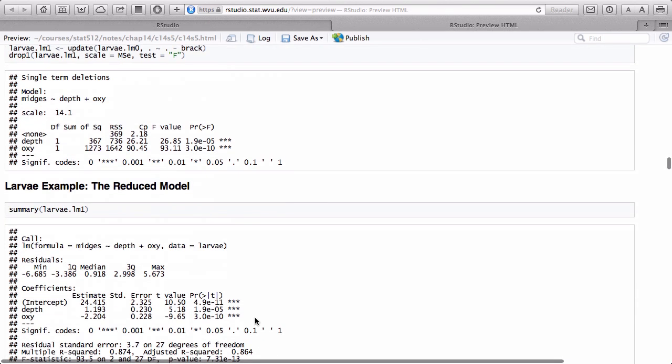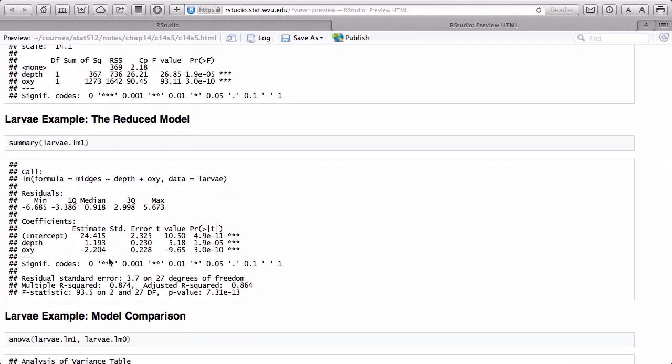So we have a reduced model. I'll do a summary of the lm1. Here's our model. That would be our final model, with both depth and oxygen. But notice that oxygen of the two is more important. They both have very small p-values, but the p-value for oxygen is very, very low.